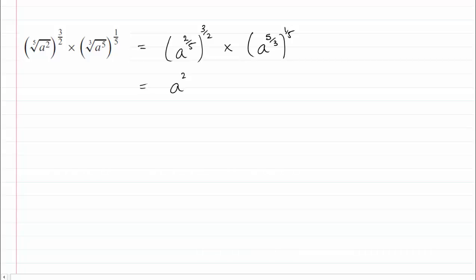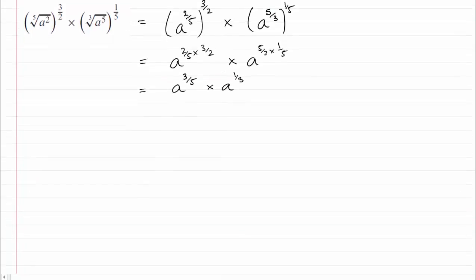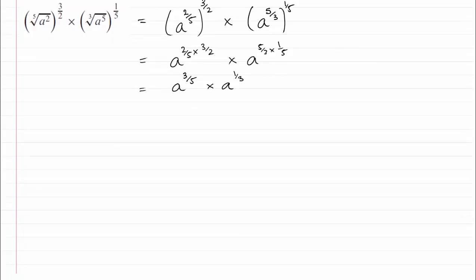I get a to the power of 2 fifths times 3 over 2 times a to the power of 5 thirds times 1 over 5. And that gives me a to the power of 3 over 5 times a to the power of 1 over 3. So again, you might need to go back and look at some fractional work to help you deal with these questions, multiplying, adding, subtracting and dividing fractions. And of course, when I multiply two powers that have the same base, I add the powers, giving me a to the power of 3 fifths plus 1 third.